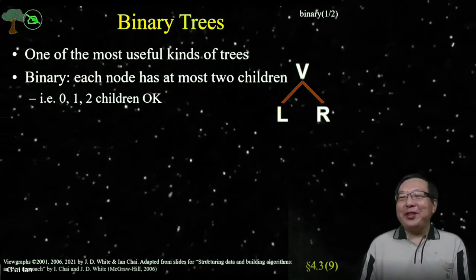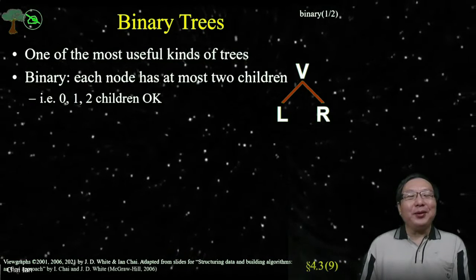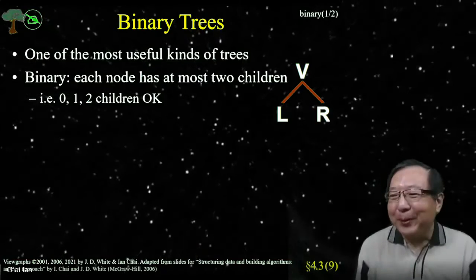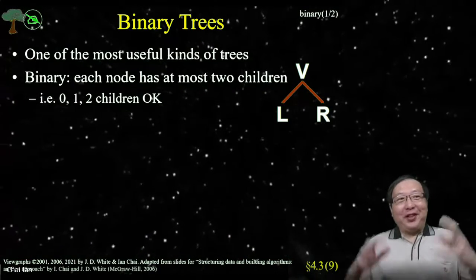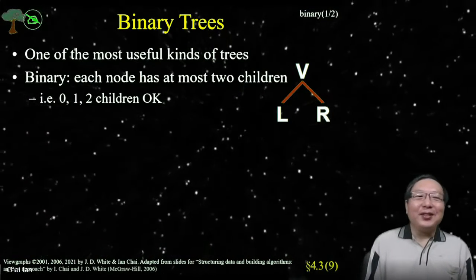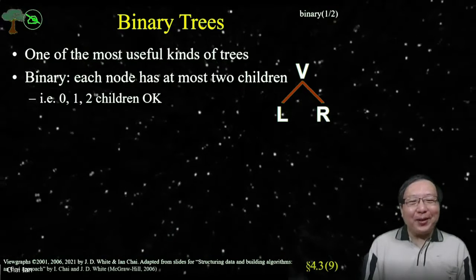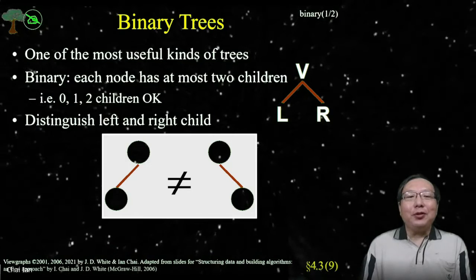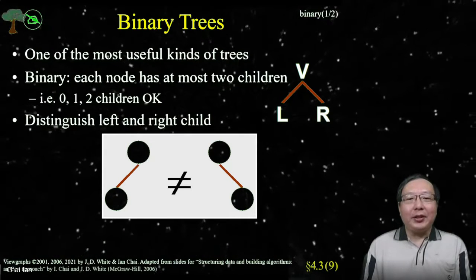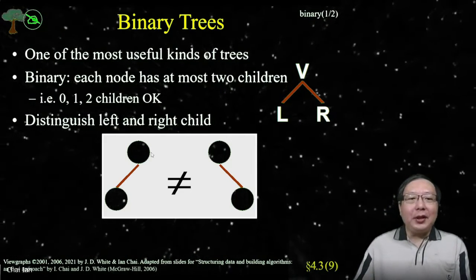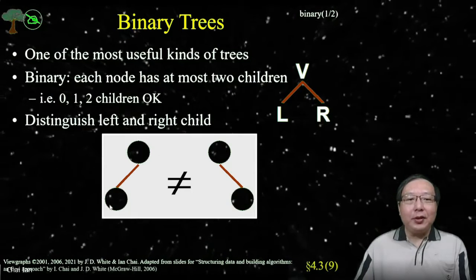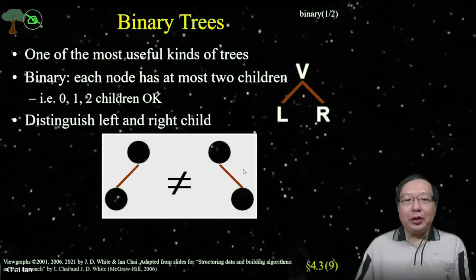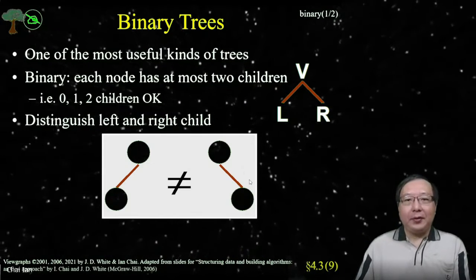If we're teaching this in Malay, it's not so bad. In Malay or Chinese, then it'll be no problem. But in English, we have to say the plural. Okay, so 0 children, 1 child, or 2 children, and we are able to distinguish the left child and the right child.